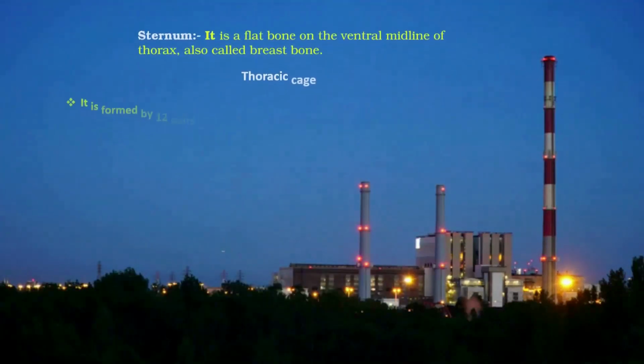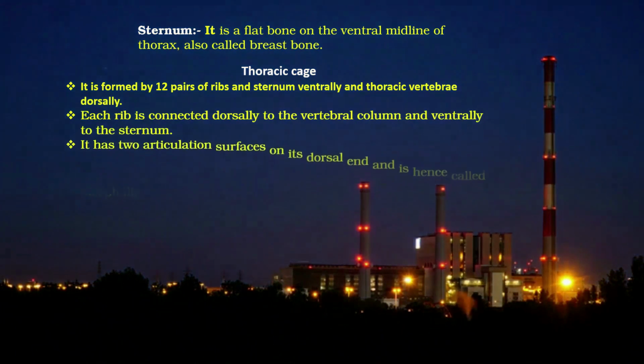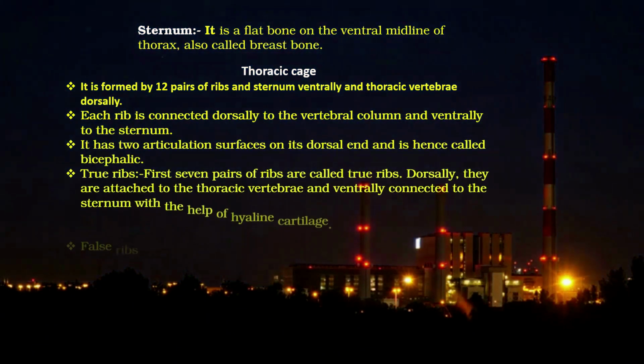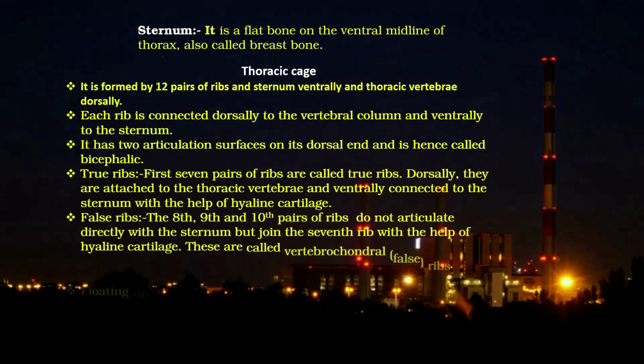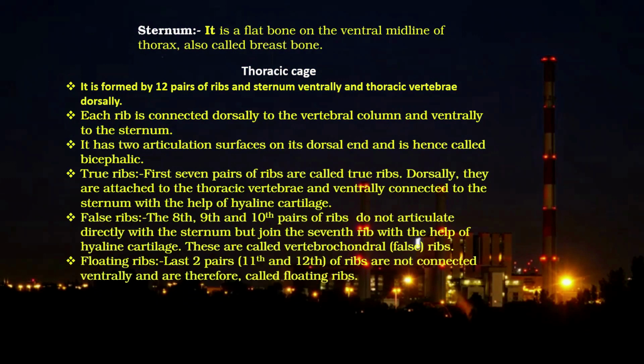Now, we can study the sternum and thoracic cage formation. It is formed by 12 pairs of ribs and the sternum ventrally, and thoracic vertebrae dorsally. Each rib is connected dorsally to the vertebral column and ventrally to the sternum. It has 2 articulation surfaces on its dorsal end, and is hence called bicephalic. Ribs are classified into 3 types.